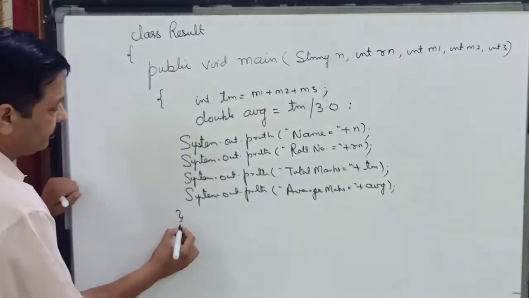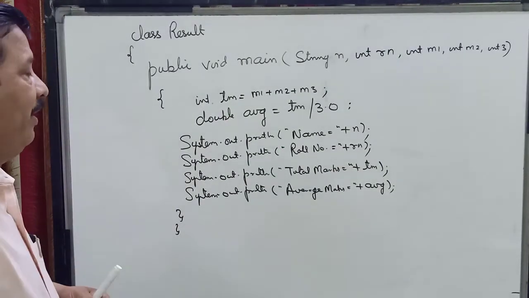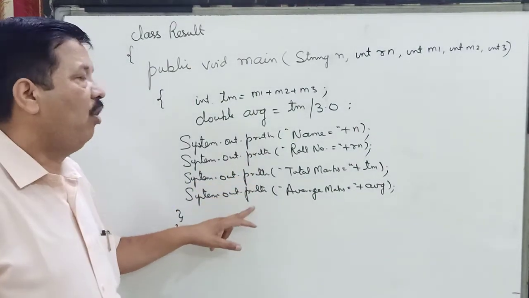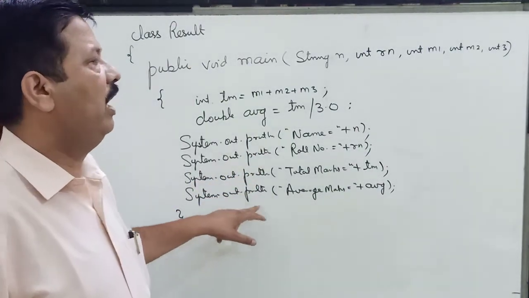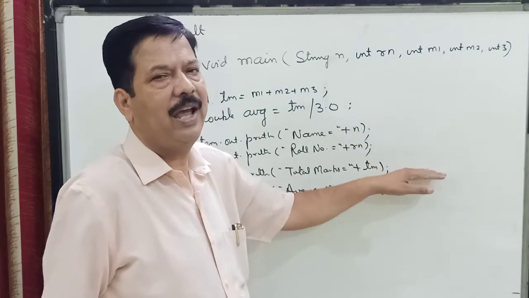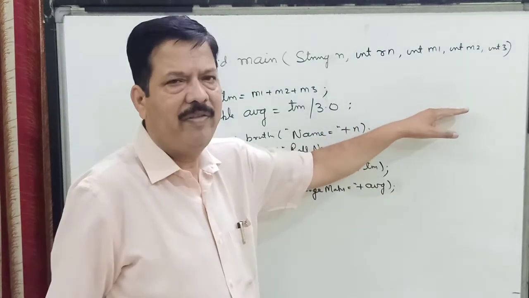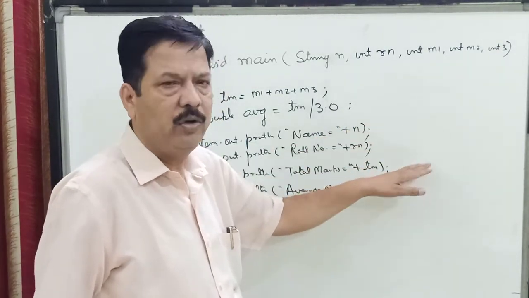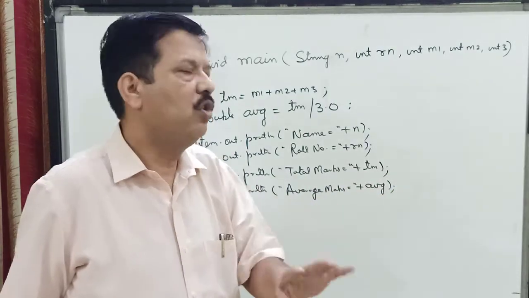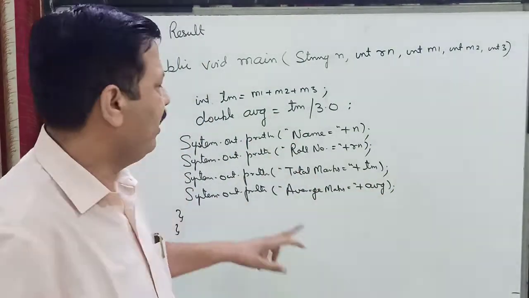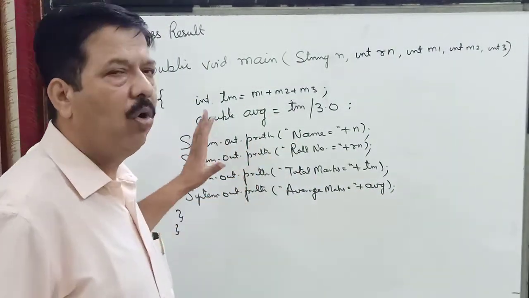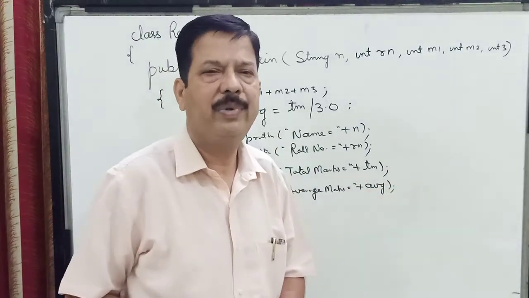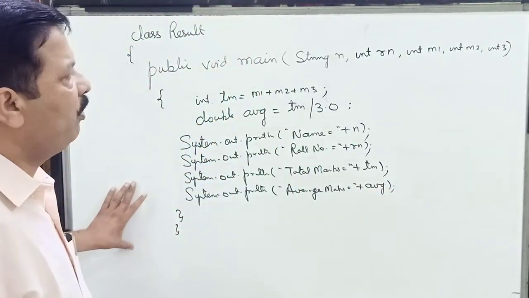Now children, as I have used println statement in all these output statements, the output will come in different lines. Name, whatever name you have entered, then roll number, then total marks. So you will get outputs in 4 different lines. If I would have used print statement, then all the output would have come in a single line. So I hope you have followed this program children.